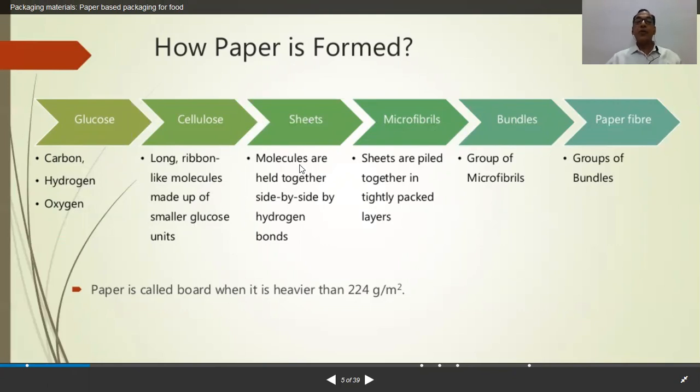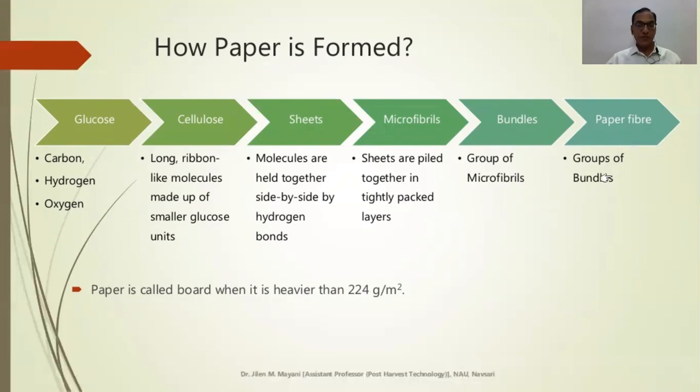And then molecules are held together side by side by hydrogen bonds, and sheets are formed. And these sheets are piled together in tightly packed layers, and microfibrils are formed. And then bundles are formed, which are a group of microfibrils. And then paper fibers are formed, which are a group of these bundles. So that's how the paper is formed.